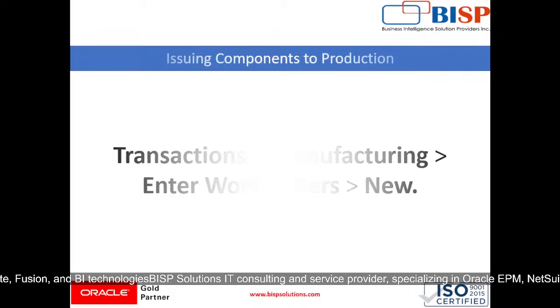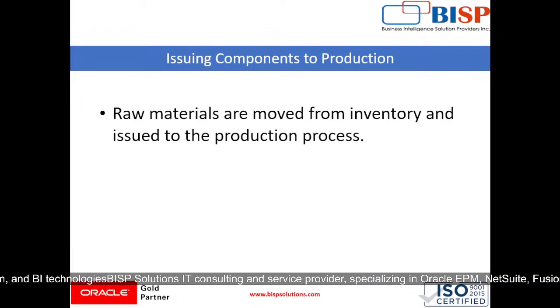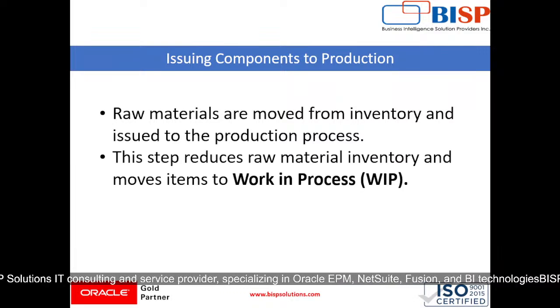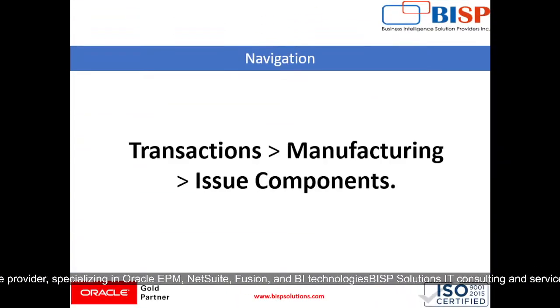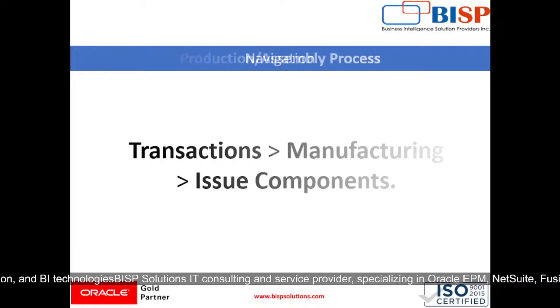Then comes issuing components to production, where raw materials are moved from inventory and issued to the production process. This step reduces raw material inventory and moves items to work in process. For that, navigation involves going to transactions, under transactions, manufacturing, under manufacturing, we find issue components, where we select the work order and issue the required materials.